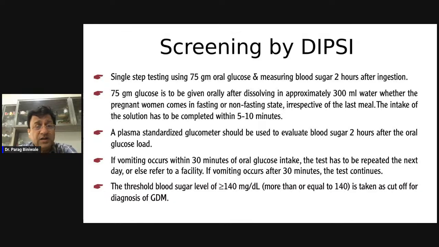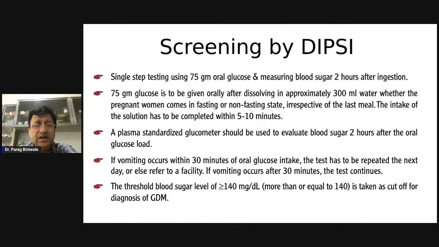How do we do this test? It is a single step test, so no repeat blood samples are required. It is done with 75 grams oral glucose and a single reading of blood sugar is done 2 hours after ingestion of glucose. The 75 grams of glucose is dissolved in about 300 ml of water, and the woman consumes this in 5 to 10 minutes. It really doesn't matter if she's fasting or non-fasting.